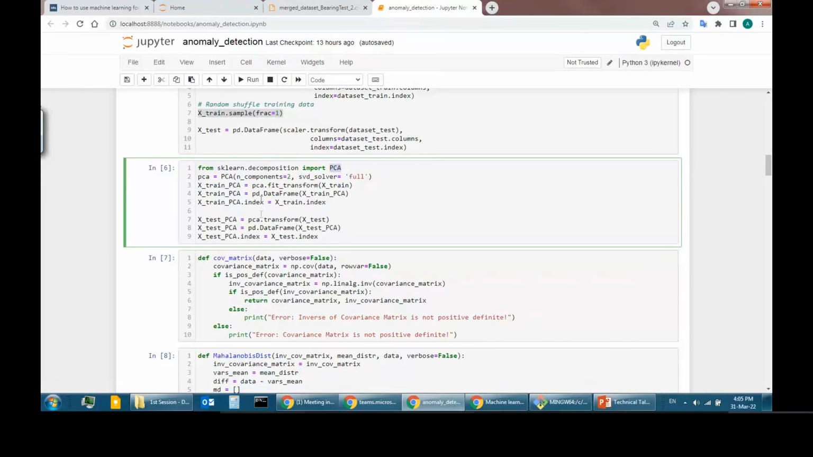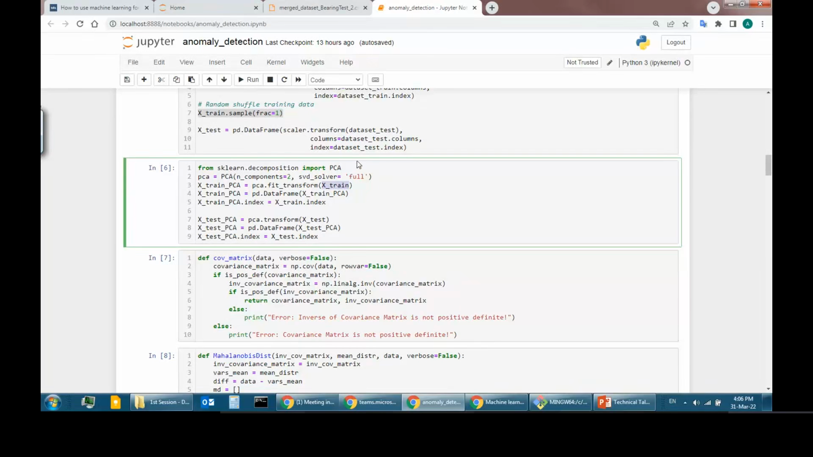So this is how they apply it: PCA fit transform for the X train, and then they extract actually some features from the X train. This feature later on, they will use. These are the normal data. Training data is the normal data.